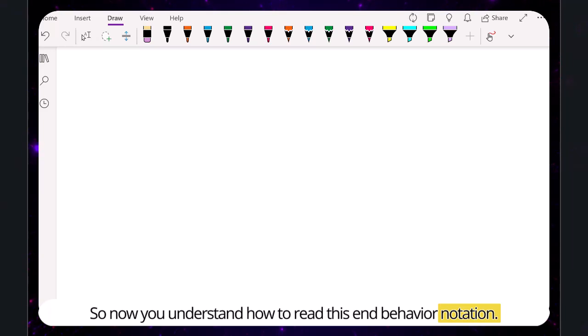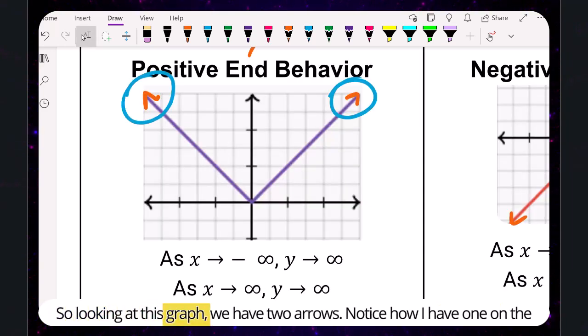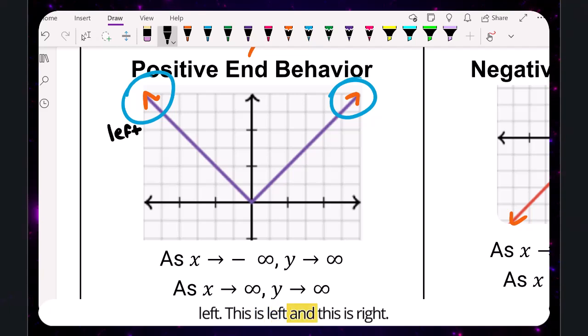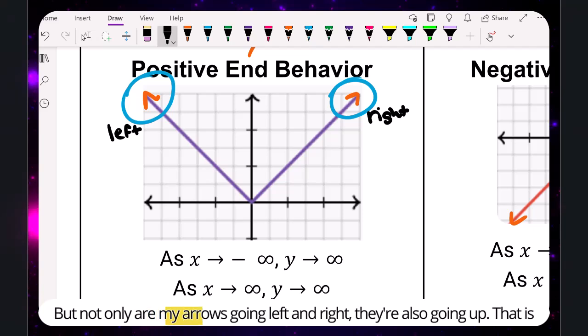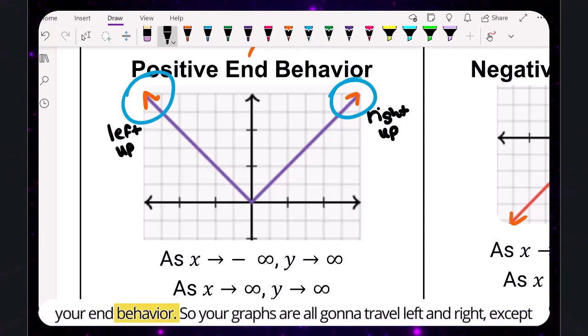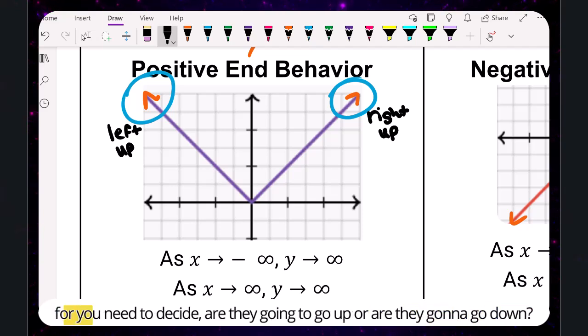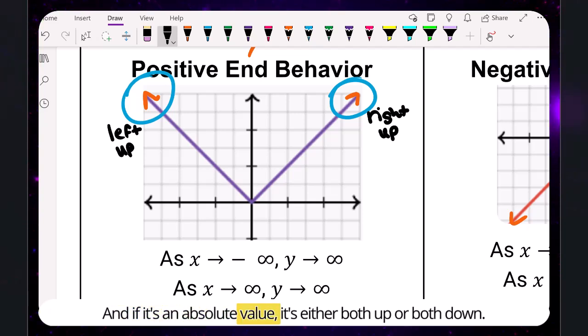So let's look at it. Looking at this graph, we have two arrows. Notice how I have one on the left. This is left and this is right. But not only are my arrows going left and right, they're also going up. That is your end behavior. So your graphs are all going to travel left and right, except you need to decide, are they going to go up or are they going to go down? And if it's an absolute value, it's either both up or both down.